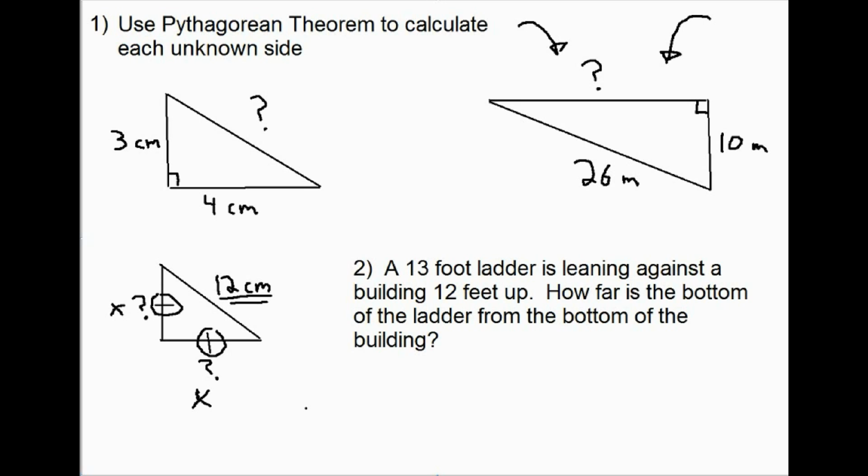With question number 2, you're given a word problem here. So you have a ladder that's 13 feet long. It's leaning against a building, and from the bottom of the building to where the ladder is, it's 12 feet up. And the question is, how far is the bottom of the ladder from the bottom of the building? One thing I might suggest you do for question number 2 is draw a picture. And once you draw a picture, you'll probably see how you use Pythagorean's theorem to answer that question. If you're able to answer those questions, congratulations, you now have a firm understanding of Pythagorean's theorem.